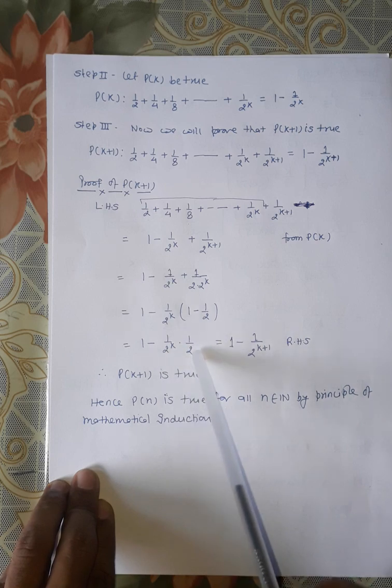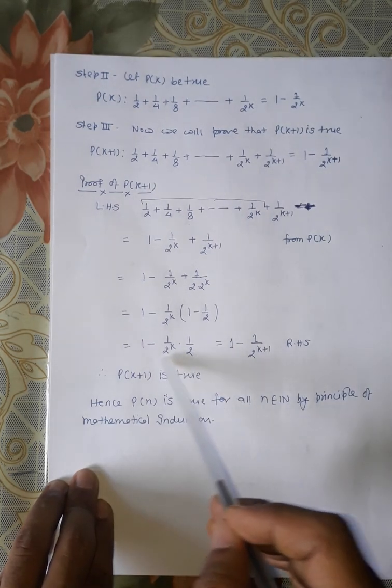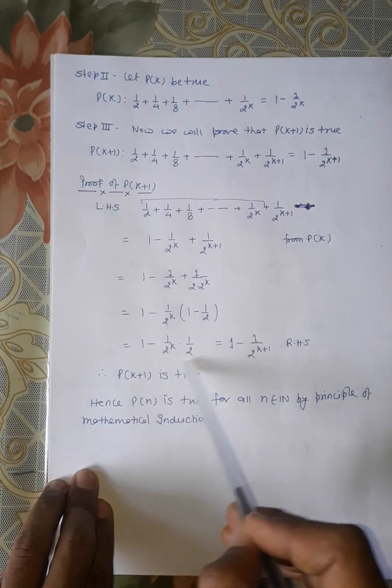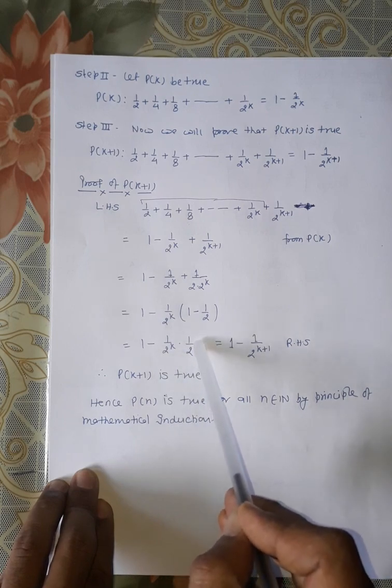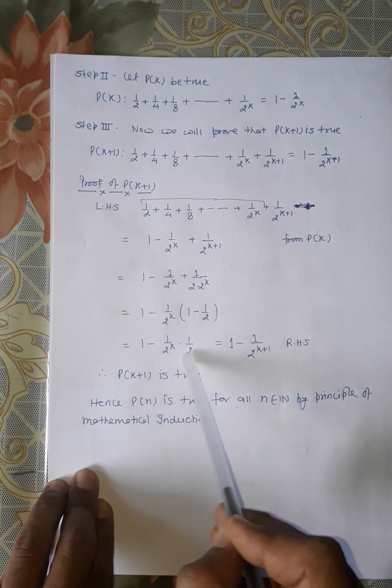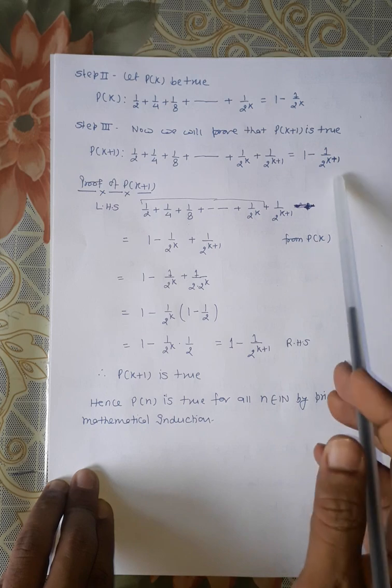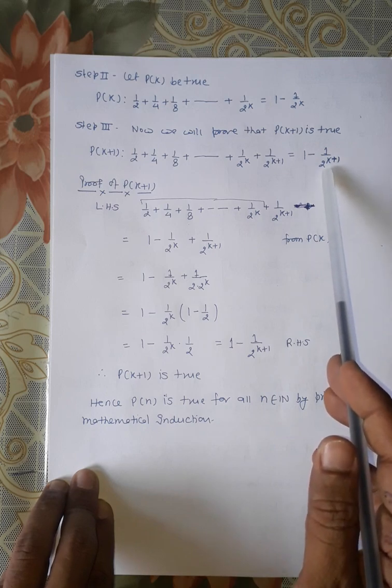This is a very common mistake. The boys who do not know how powers are added when the base is the same write 2 to the 4, 4 to the power k, which is absolutely wrong. When the base is the same, the powers will be added. So 2 to the power k plus 1. Be very, very careful here. And then 1 minus 1 upon 2 to the power k plus 1, which is our right hand side.